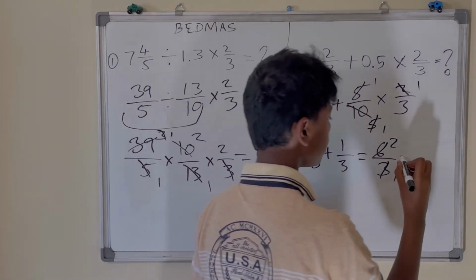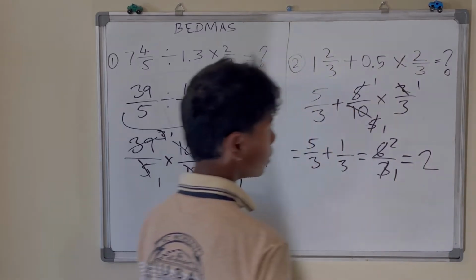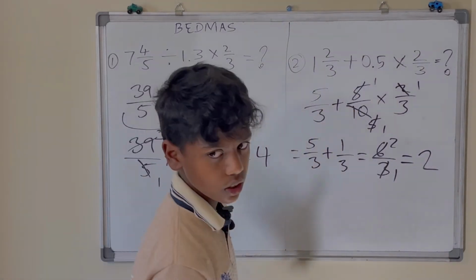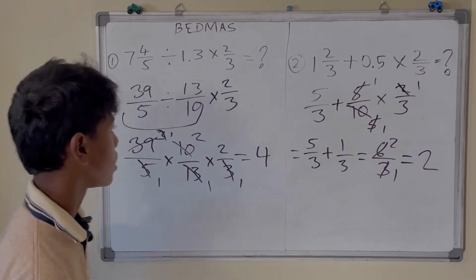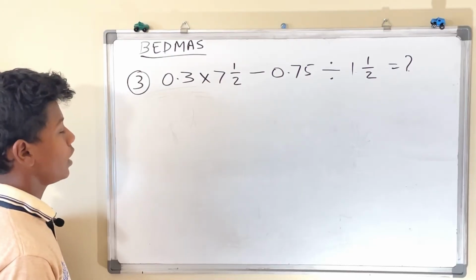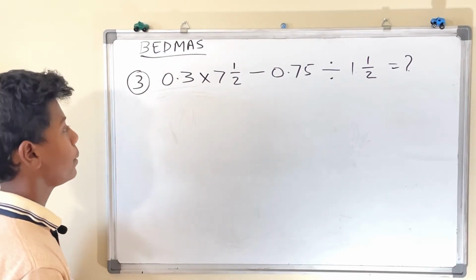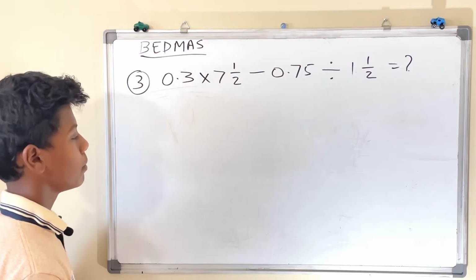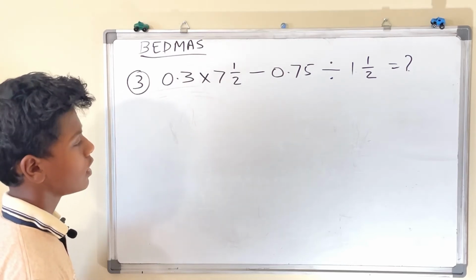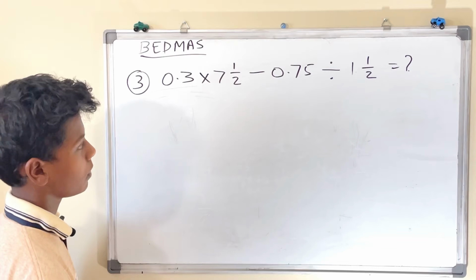So 2 over 1, our answer is 2. So for this question, our answer is 2. And let's go to the next question. Question 3. 0.3 multiplied by 7 and 1/2 minus 0.75 divided by 1 and 1/2.